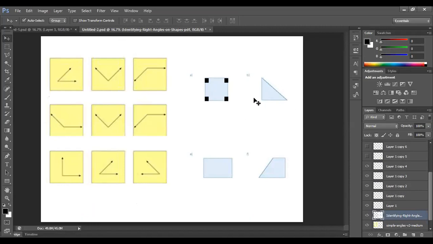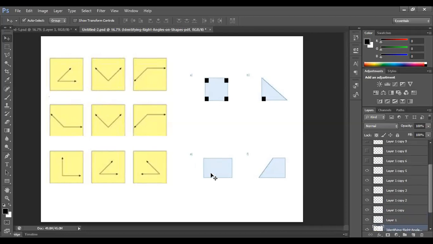What about this triangle? This triangle has only one right angle. This one. What about the rectangular shape? Let's solve this first. This shape has how many right angles? 1, 2, right? What about the rectangular shape? 1, 2, 3, 4.